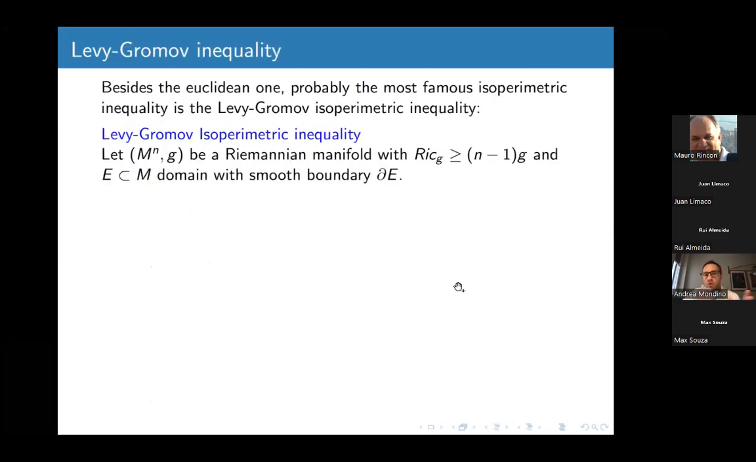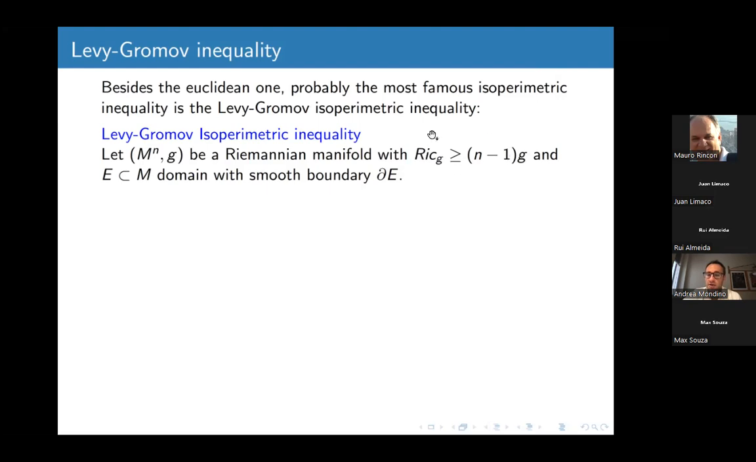Okay, now let me move to a more general setting. Besides the Euclidean isoperimetric inequality, one of the most famous isoperimetric inequalities is the Lévy-Gromov one. We say the following. Now we are given an n-dimensional Riemannian manifold M^n with Riemannian metric g with the Ricci curvature bounded from below by n-1.